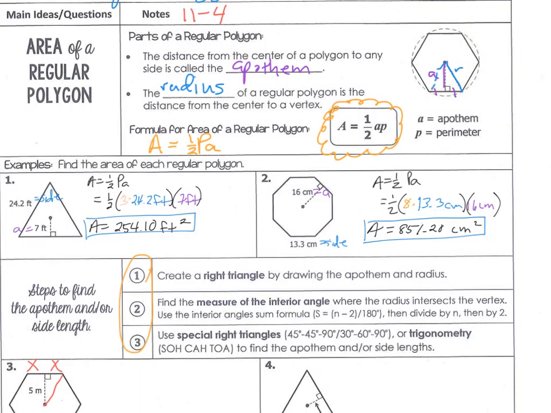The whole circle has how many degrees? 360. This is a central angle. It would be 1/6 of 360. What's 1/6 of 360? What's 360 divided by 6? 60, right? So this whole thing here is 60.